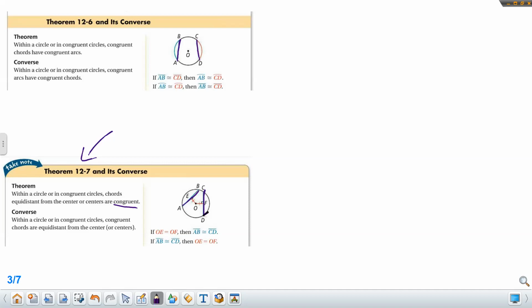Again, if OE is perpendicular to AB and OF is perpendicular to CD, so they are the distances. If the distances are equal, then the chords are equal. So if the chords are at equal distances from the center, then the chords are congruent, and the converse is true. This is Theorem 4.